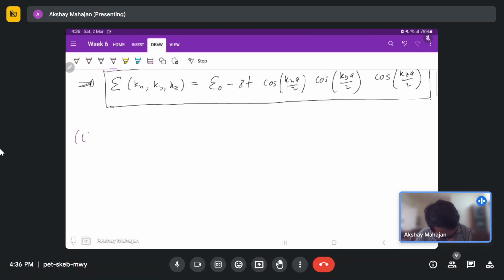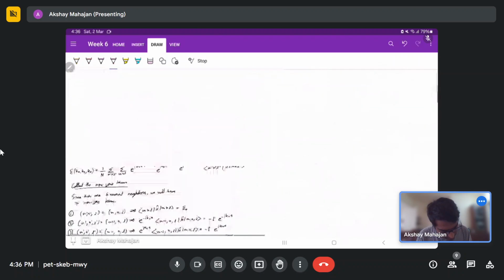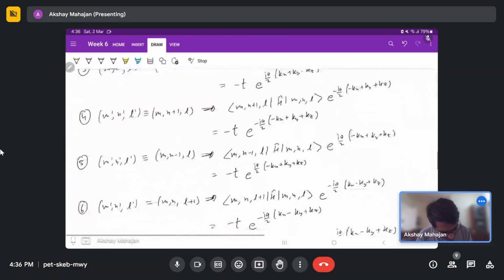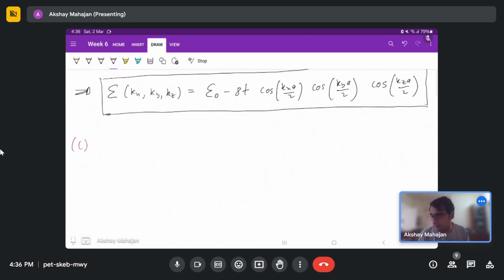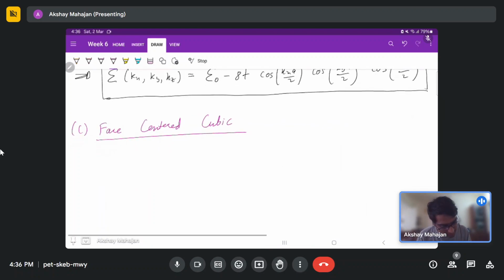The C part, let me just use this one. So we have the face centered cubic case. Alright, this is the face centered cubic case, FCC.